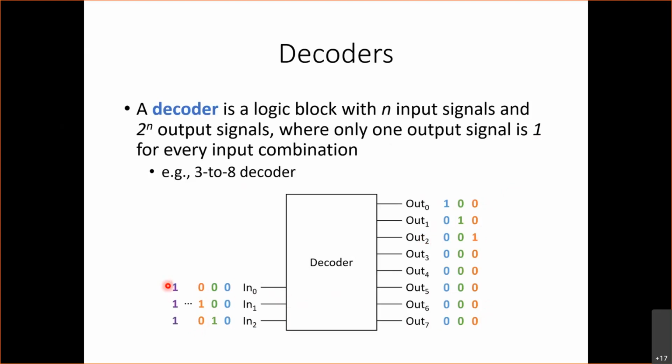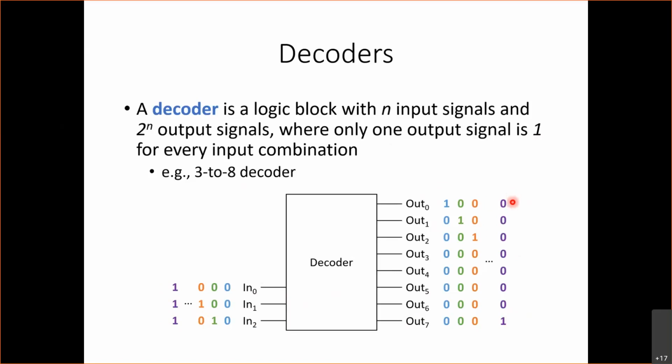So when I get to 1, 1, 1, this is going to correspond to 7 in decimal. So here when we have 1, 1, 1, then out 7 is going to be 1, and all the others are going to be 0. By the way, this representation on the right, where one bit is 1 and all the others are 0, is called one-hot encoding, and we'll talk later about what decoders are used for. But this is what a decoder is.